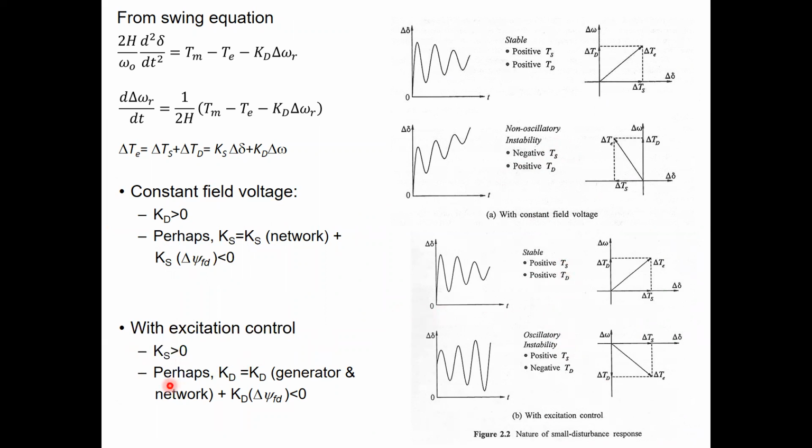But KD, if you remember earlier, we said it is the load damping constant of the generator and the network, including the load here, and then the change in the load damping constant because of the change in field excitation. That can be less than 0, so it can be negative here. And so with the two different cases, the system can be stable or unstable. But normally, we always have excitation control implemented in the generator. So if you have that, then the synchronizing torque will be greater than 0, but the damping torque can be less than 0 as well. That is possible, right?